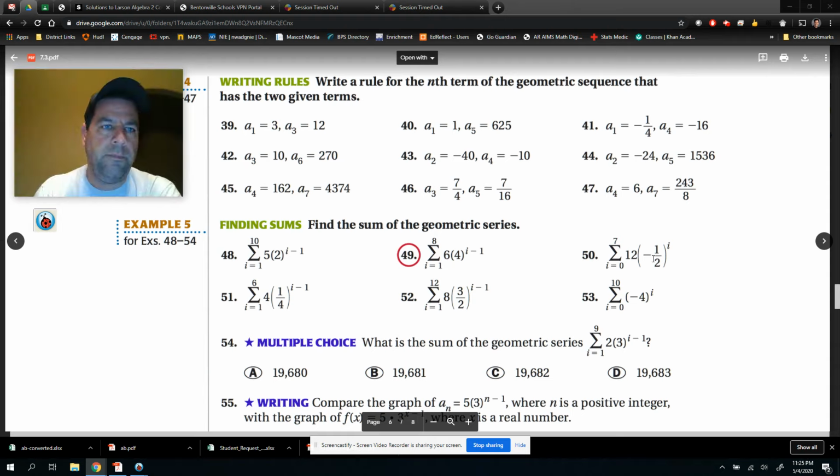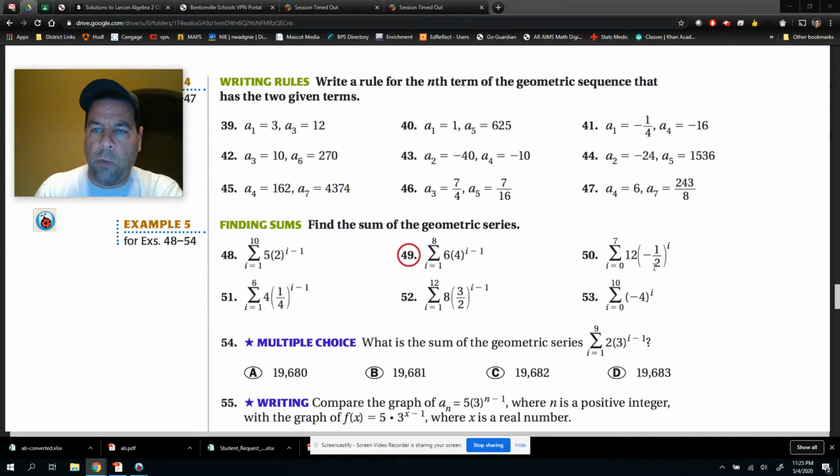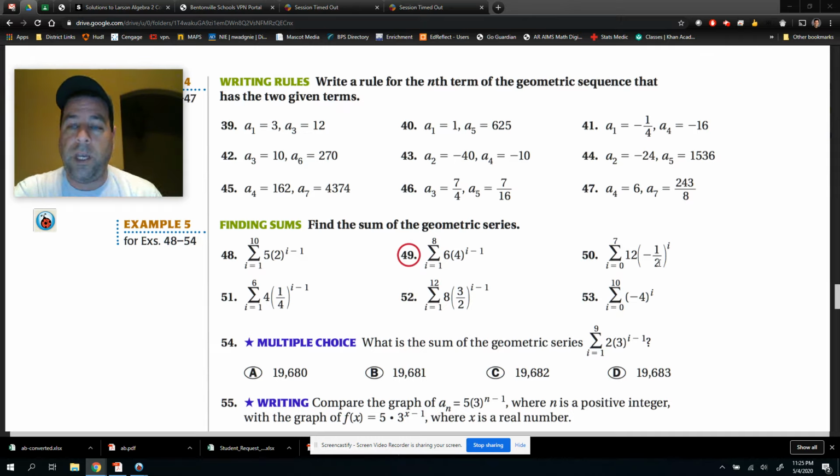Number 50. Hopefully we figured out R was negative 1/2, so that wasn't a big issue. You plug in 0 to get the first term, and plug in 7 to get the last term. Now, you have to see that your N is actually 8, because you start off with 0, which counts as 1, and then you go 1, 2, 3, 4, 5, 6, 7, and that's why N is 8.